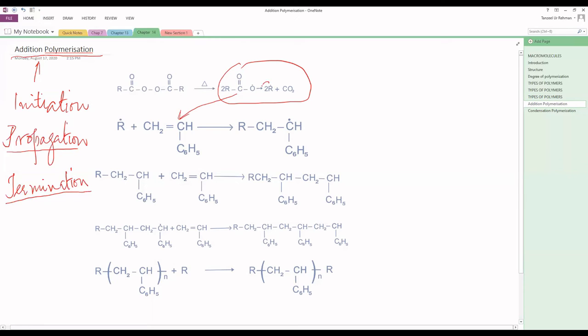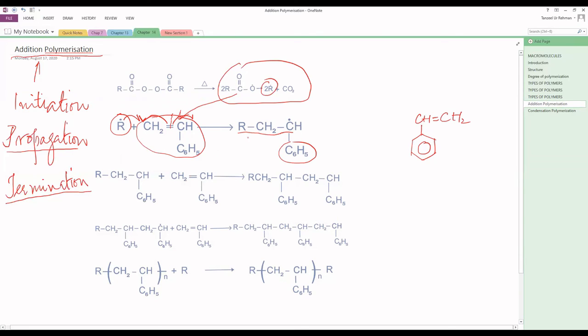So here we have a free radical, a methyl free radical. Now when it reacts, the bond is broken here, one electron comes here and one electron makes a bond with this one. So R CH2 CH C6H5. This one is styrene, and usually you have seen its formula like this. We can write it like this.